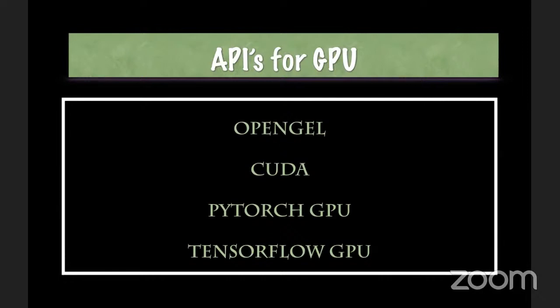If you look at deep learning projects, and I'm talking about the future, not now, when you go to organizations you are going to work on projects using this kind of API, not something like scikit-learn. So it is going to be a very important hard skill in the future: OpenGL, CUDA, PyTorch GPU, and TensorFlow GPU, which we are going to use.